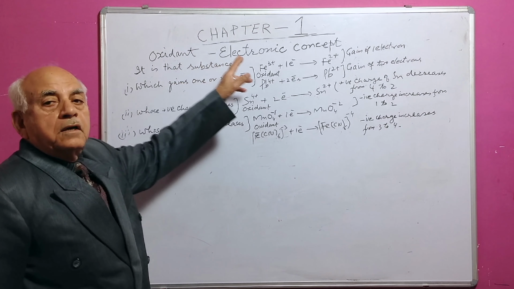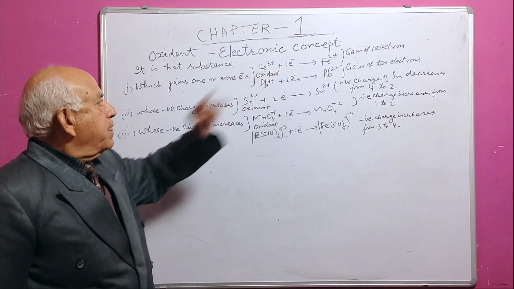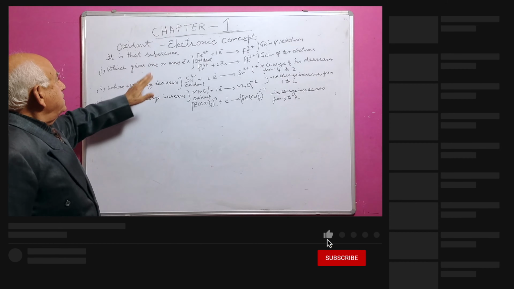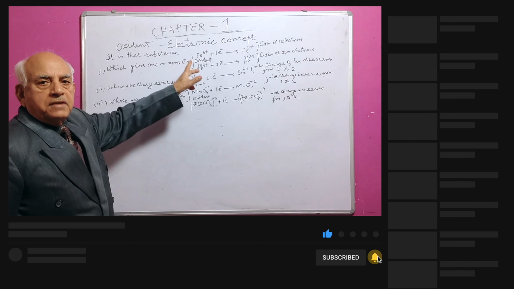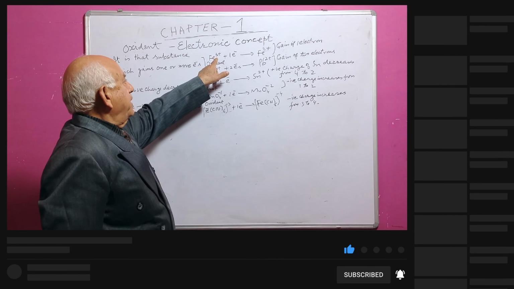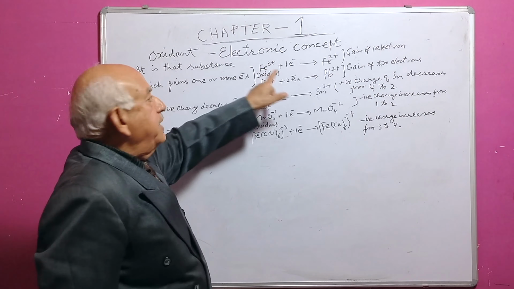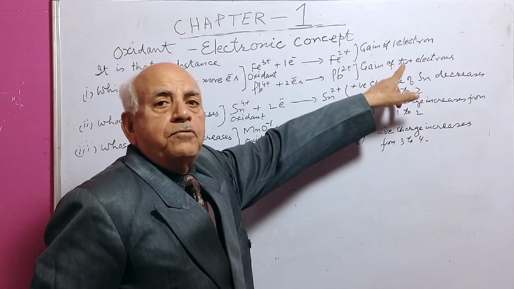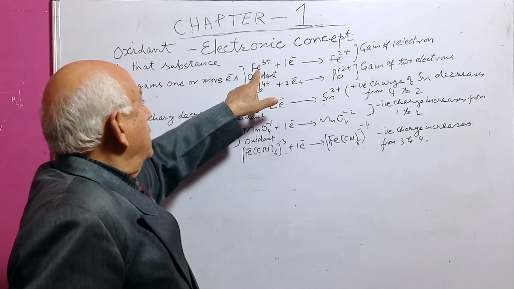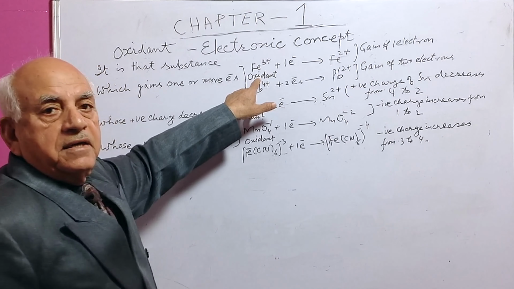We shall study today the oxidant electronic concept. An oxidant is a substance which gains one or more electrons. For example, this is ferric ion. It is an oxidant. It has gained one electron to form ferrous. So there is a gain of one electron. Hence, Fe3+ is an oxidant.